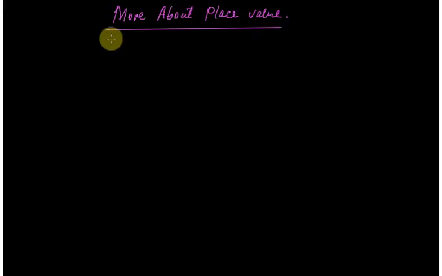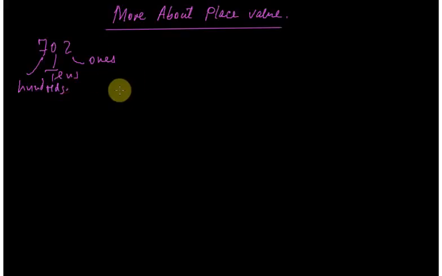Okay, let us talk more about place value. We have seen how we can put the place value of numbers. For example, of 702, we said these are ones, these are tens, and these are hundreds. So to better understand this concept, we will expand our knowledge to bigger numbers.